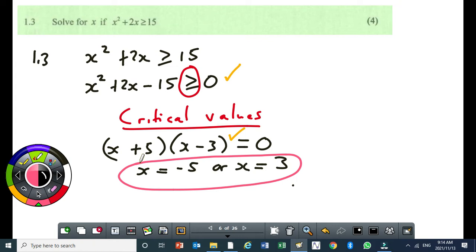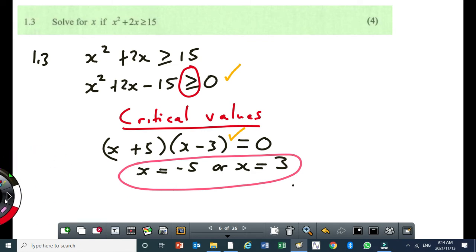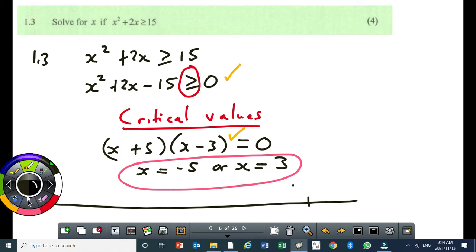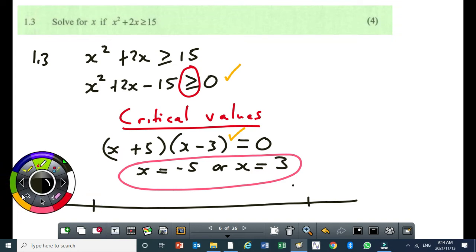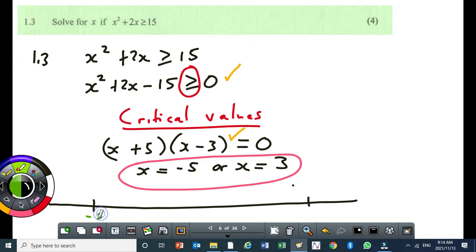Now that I've got my critical values, I need a method that I'll use to determine the solution. In my case, I prefer the number line. So I'll draw my number line. Okay, I'll put 3 here, or rather, let me use a different color just to make it look nice. Green on this side. So this is minus 5, that will be 3. Now, do you agree with me?